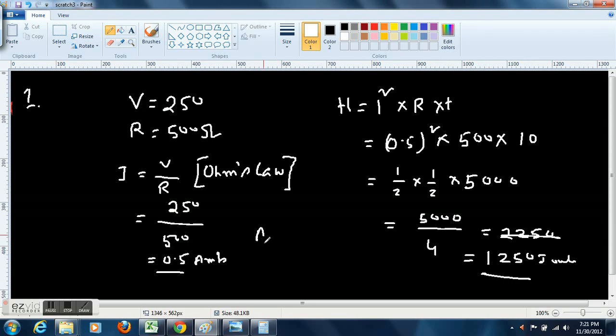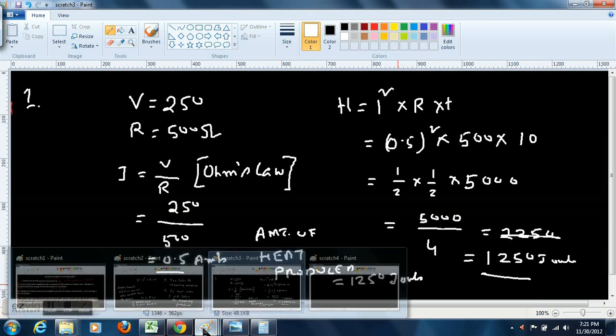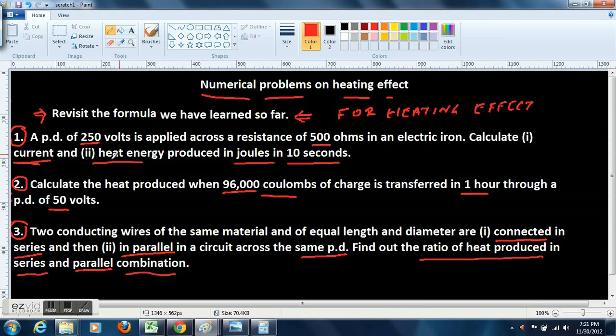So the amount of heat produced is 1250 joules. From the next tutorial, I will discuss the solution to the remaining two problems. So I would request you to solve these remaining two problems on your own and then verify your results. I'll see you in the next tutorial.